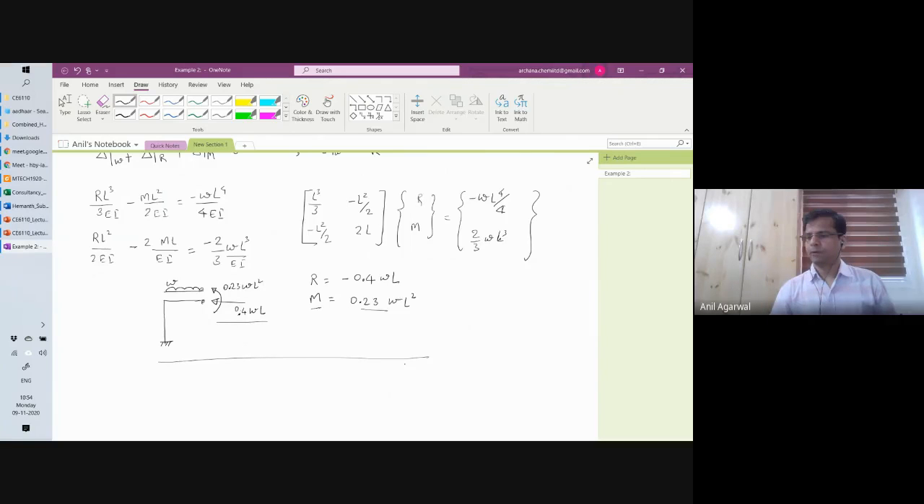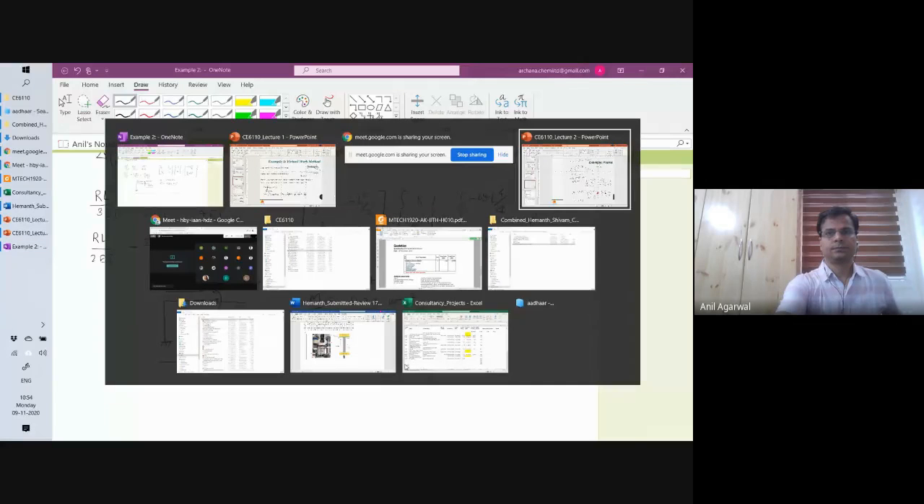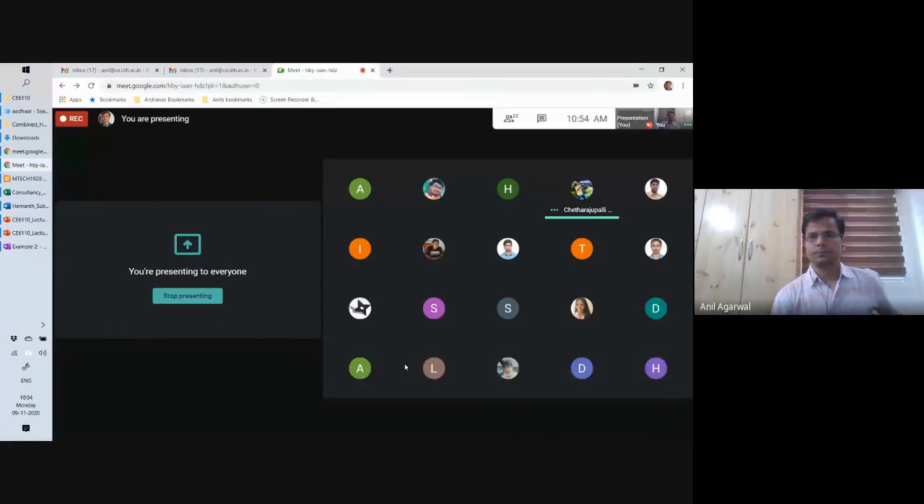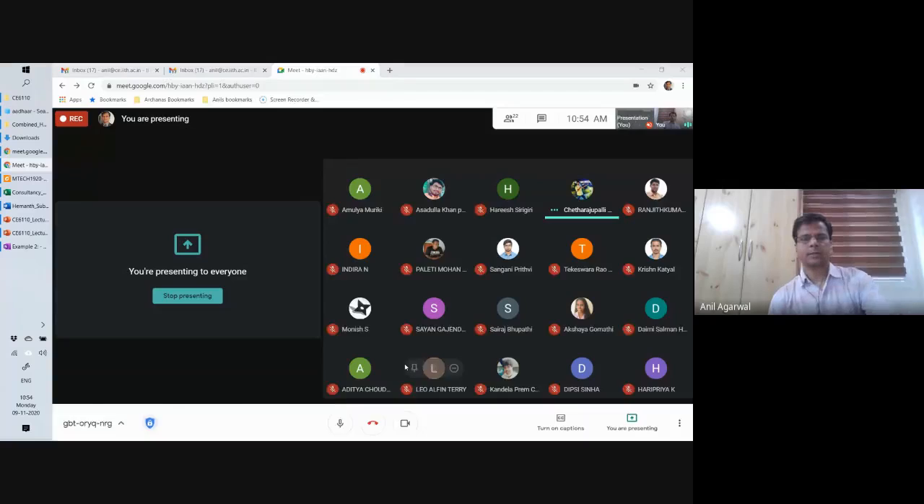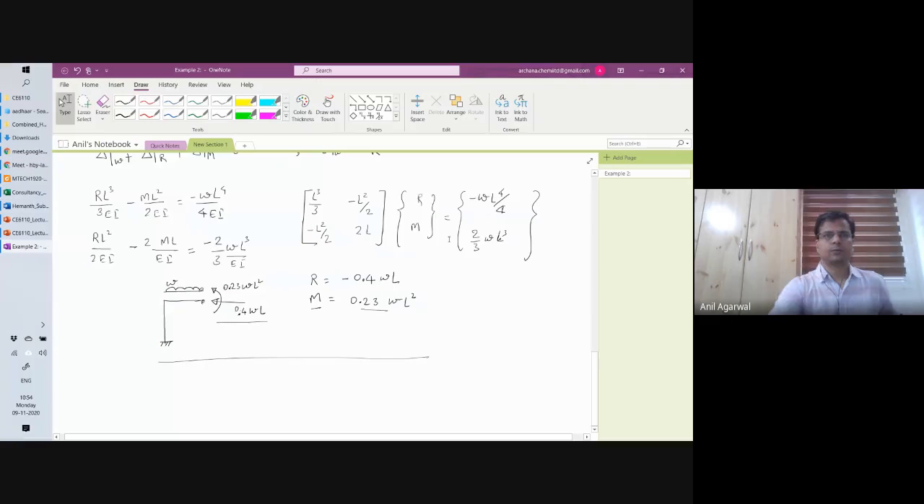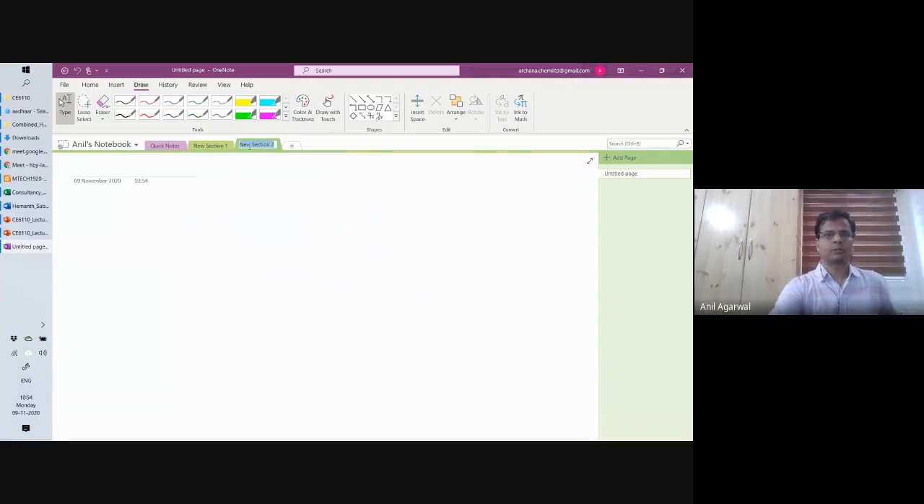Okay. Fine. Any questions? Okay. In that case, I'll move to the next example. I want to complete both examples today itself. So this one was example 2. So I'll take example 3 today. Now, okay, this will be a truss.